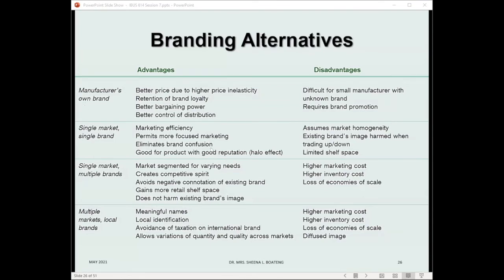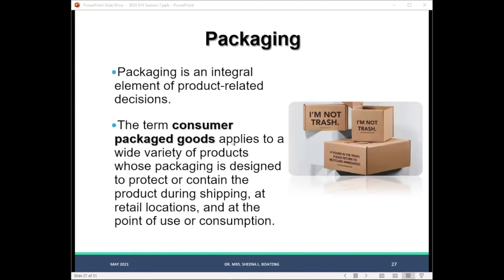So these are all branding alternatives that firms can use, right? Again, in terms of packaging, there are elements of standardization and adaptation, right? Packaging is basically how the product comes in terms of how it is designed to help its preservation, as well as to help its movement during shipping, right? And as it is being kept at various retail locations, as well as at the point of use and consumption, to ensure that the product is preserved.